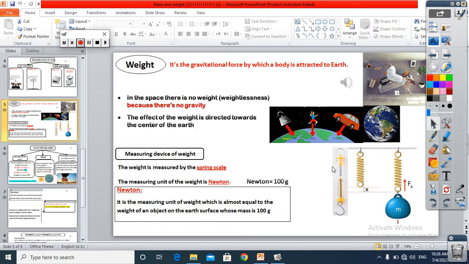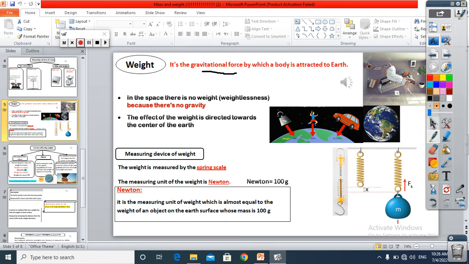Some students will tell me, Miss, the weight equals the mass. The two definitions are the same. I will tell you, of course, no. The two definitions are completely different from each other because the definition of mass is completely different from the definition of weight. Why? Because weight means gravitational force of Earth. Weight equals gravitational force. Don't forget it.